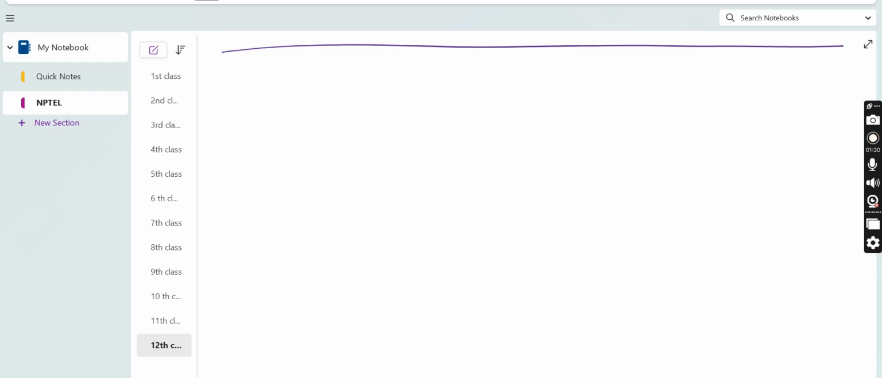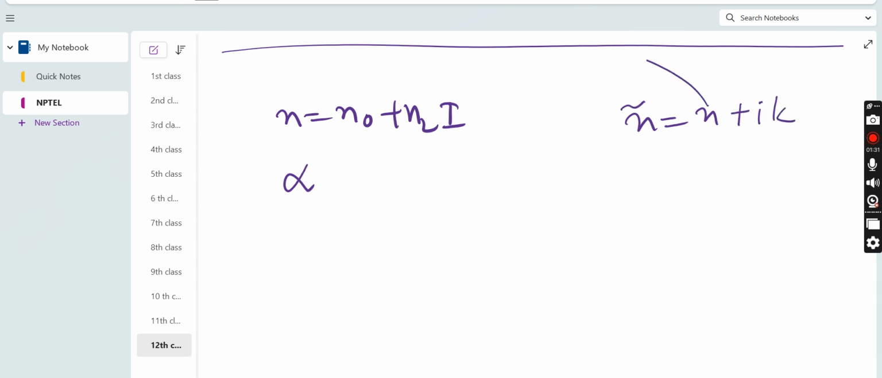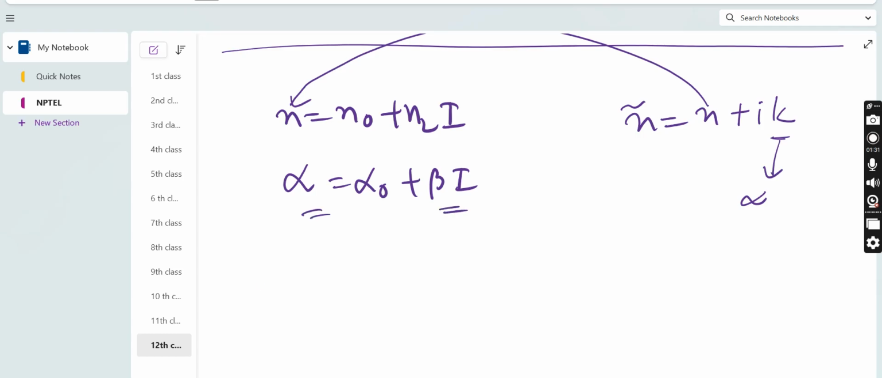So I want to discuss how we get intensity dependent refractive index. So n is basically n0 plus n2 into I, and total n is n plus i kappa. This n is this, and kappa is related to alpha. So alpha is equal to alpha naught plus beta I. So alpha also depends on intensity.